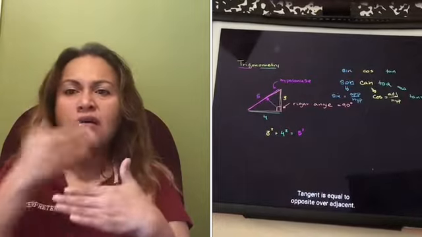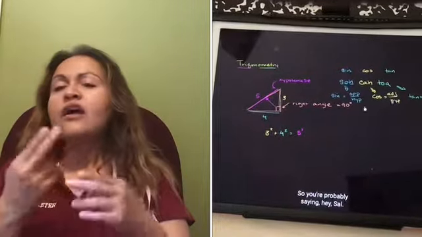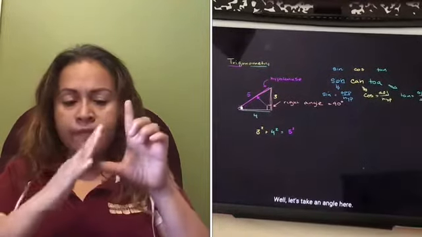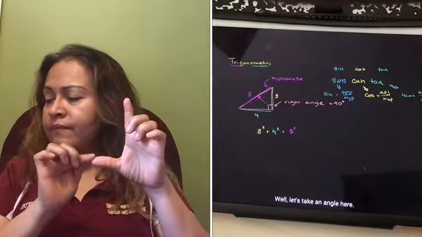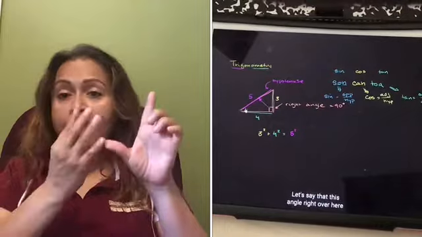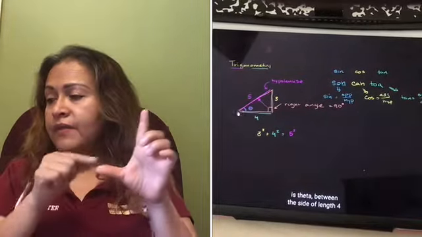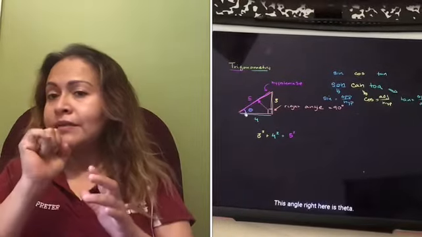Well, let's take an angle here. Let's say that this angle right over here is theta, between the side of length 4 and the side of length 5. So let's figure out what the sine of theta, the cosine of theta, and the tangent of theta are.